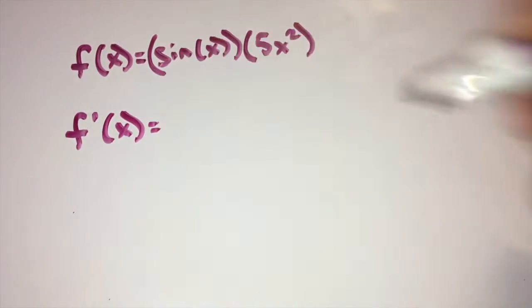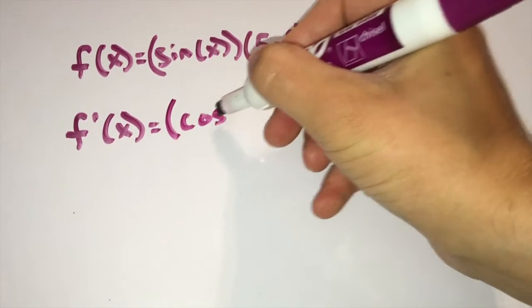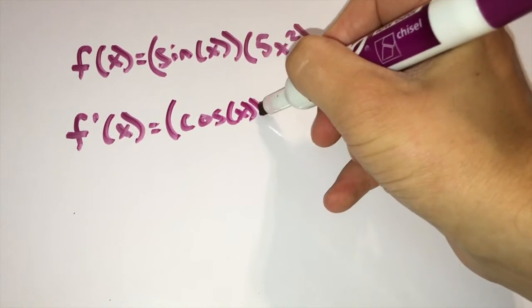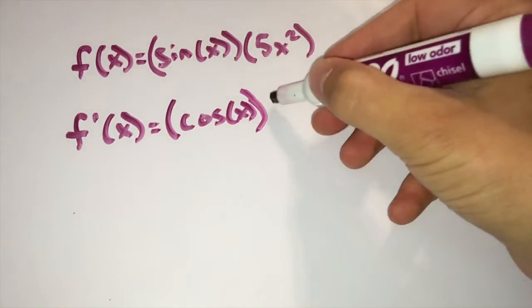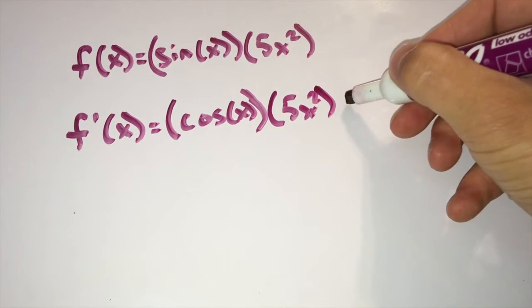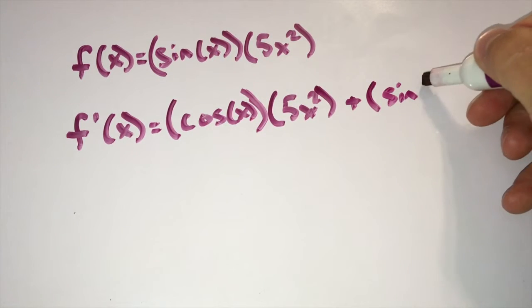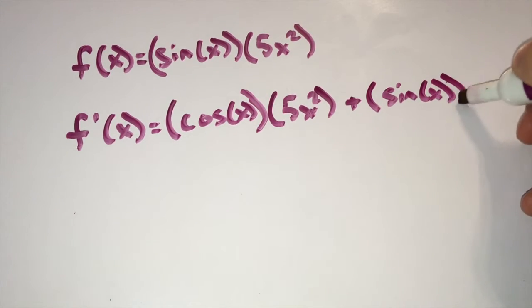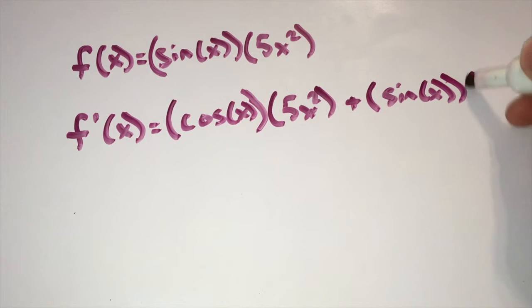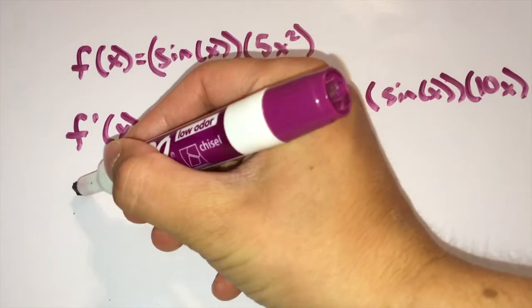The derivative of sine of x is just going to be cosine of x. And then we'll multiply that by 5x squared. And plus, and then we'll keep sine of x the same, multiplied by the derivative of 5x squared, which is 10x. Now we can simplify our derivative here.